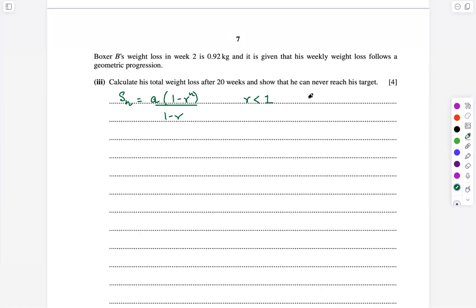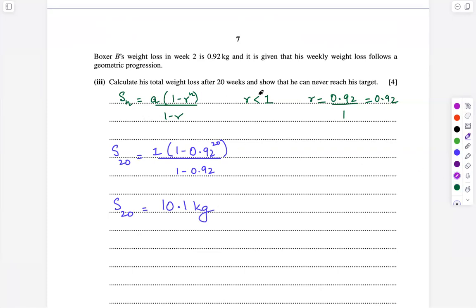So as his weight loss in the second week is 0.92, the value of r will be the second term divided by the first term, which is equal to 0.92. Finding the sum after 20 weeks, that will be equal to a, which is 1, into 1 minus 0.92 to the power 20, divided by 1 minus 0.92. Substituting this value in the calculator, the sum after 20 weeks will be equal to 10.1 kg.